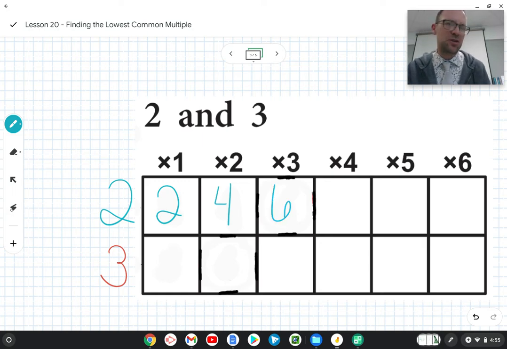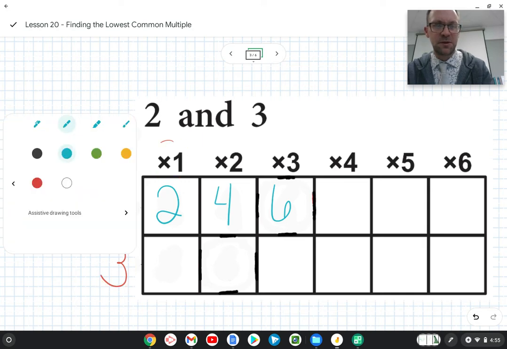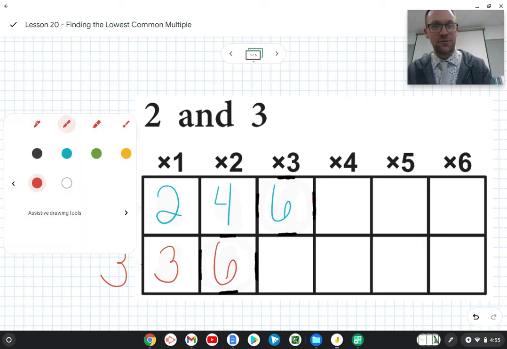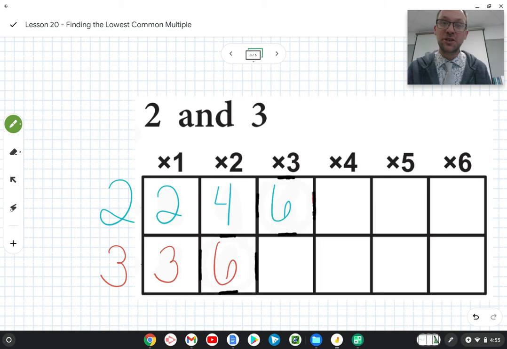Now, let's find some multiples of 3. Okay, let's do 3 times 1. And that's 3. Let's do 3 times 2. And that's 6. Oh, do you see what I see? Yep, that's right. We have our lowest common multiple for the numbers 2 and 3.